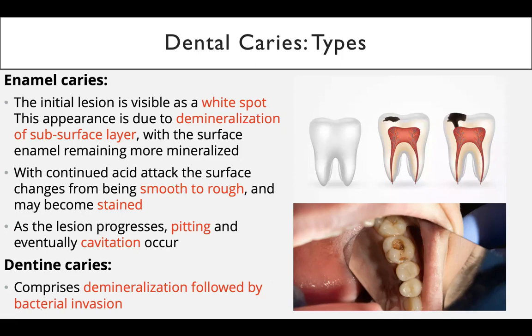Dentine caries comprises demineralization followed by bacterial invasion. So dentine is, sir, first. Okay, I hope you know the outermost layer is enamel and the next to enamel is dentine. I hope you know. Okay, so see you after the class.